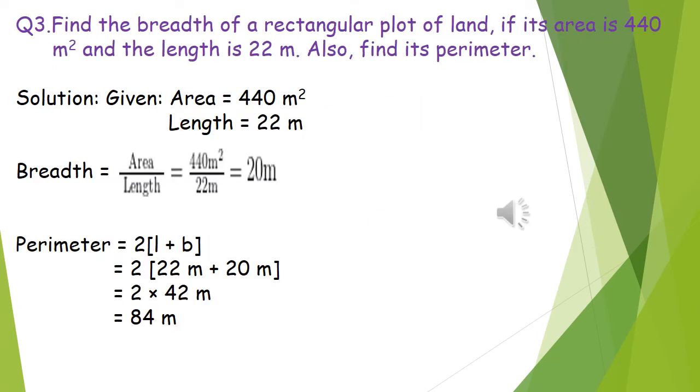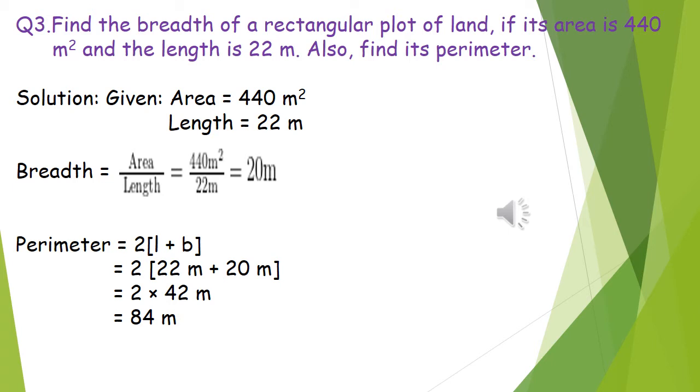Question number 3. Find the breadth of a rectangular plot of land if its area is 440 meter square and the length is 22 meter. Also find its perimeter. Here area is given, 440 meter square, and length is 22 meter. As we know, area is equal to length into breadth, so breadth will be area by length. So we divide 440 meter square by 22 meter, and the answer is 20 meter.